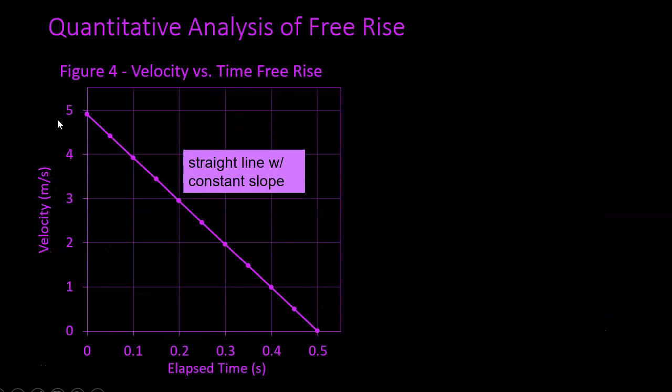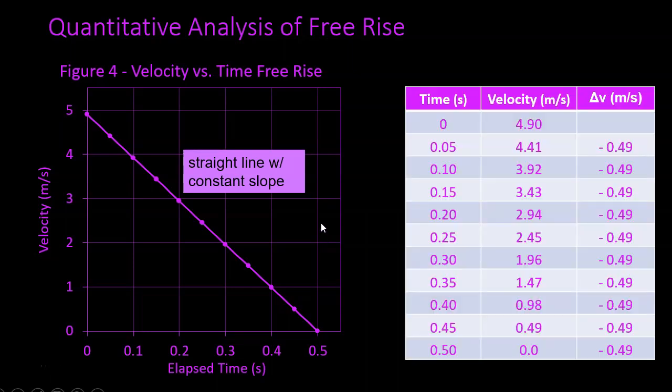Looking at our velocity timeline, we can see that it starts away from the time axis and heads towards 0, an indication that it's slowing down, and it's a straight line with a constant slope. If we take a look at our time velocity and change in velocity chart, we can see that every 5/100ths of a second, the velocity is changing by 4.9 meters per second in the negative direction. And so the change in velocity is constant as the object slows down.